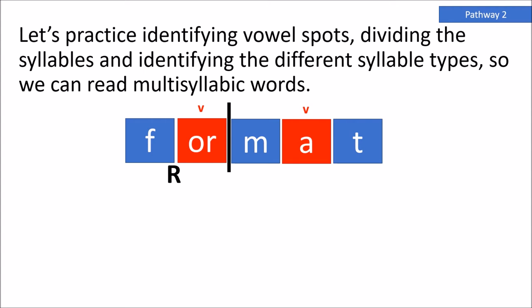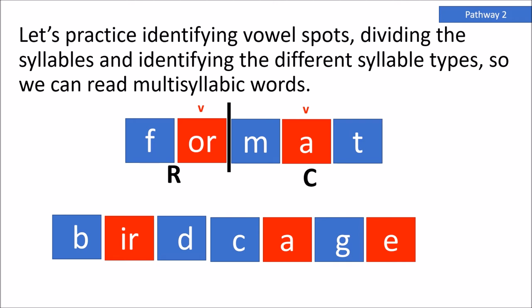The second syllable has a consonant, vowel, consonant pattern. The vowel in the second syllable is closed in by the consonant T, making the second syllable a closed syllable. When a syllable is closed, the vowel makes the short vowel sound. So the A in this syllable would say A, and I would read the second syllable as mat. When putting these two syllables together, I would read format.